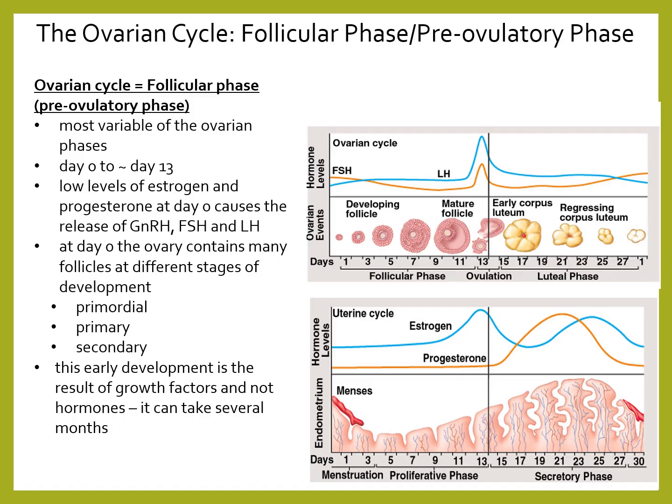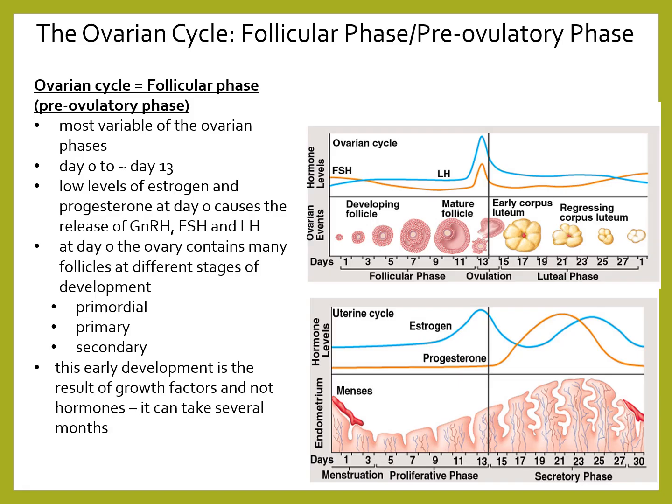It is the most variable of the ovarian phases. It can last anywhere from day 0 to about 13, 14 days. At the start of this cycle, there are very low levels of estrogen and progesterone. So at day 0 of the follicular phase, at day 0 of the female reproductive cycle, there are very low levels of estrogen and progesterone.